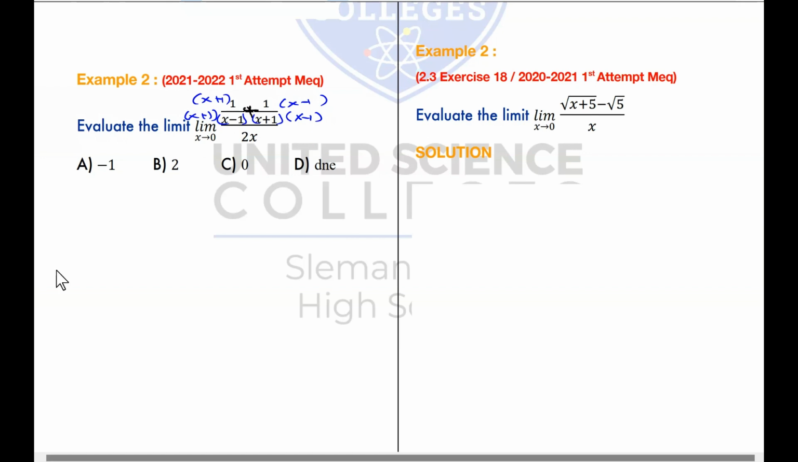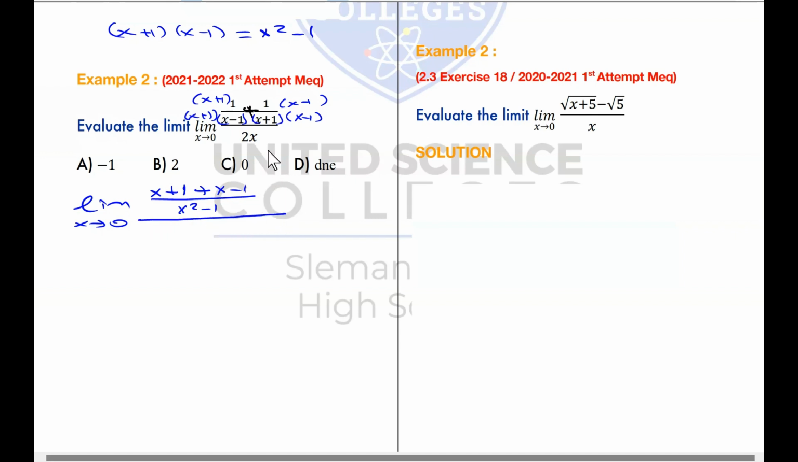So how do I rewrite this? Limit as x approaches 0 of the top becomes x plus 1 plus x minus 1, divided by the common denominator, x plus 1 times x minus 1. What is x plus 1 times x minus 1? I can see the difference of two perfect squares, x squared minus y squared, right? So I can factor this out as x squared minus 1.